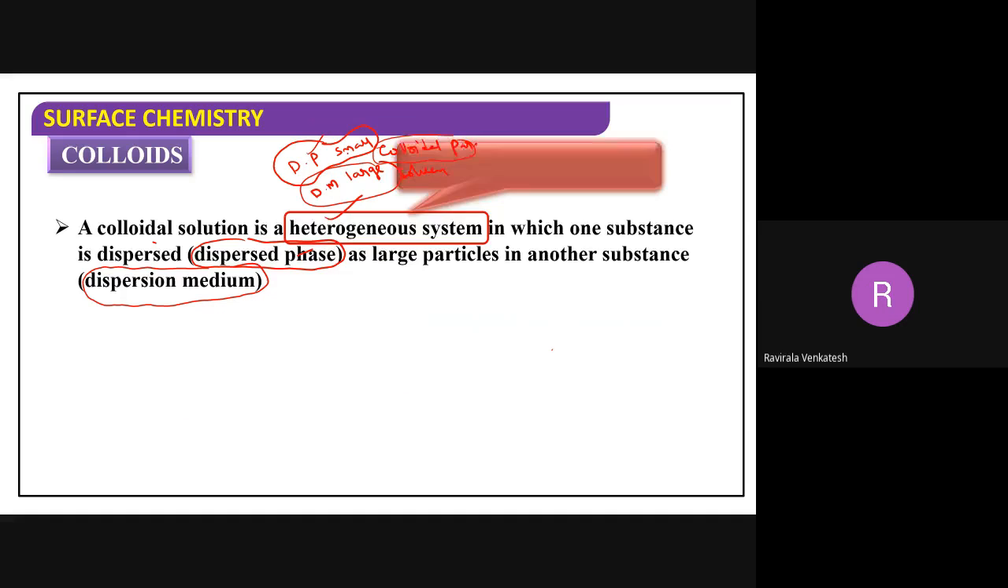Now, what is a heterogeneous system? If you have two phases, they are called a heterogeneous system. If you have one uniform phase, it is called a homogeneous system. For example, take air. In this air, you have dust particles. The air is in the gaseous state, and the dust particles are in the solid state. These two are a two-phase system, so this comes under the heterogeneous system.